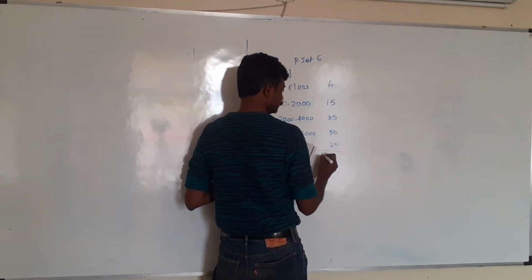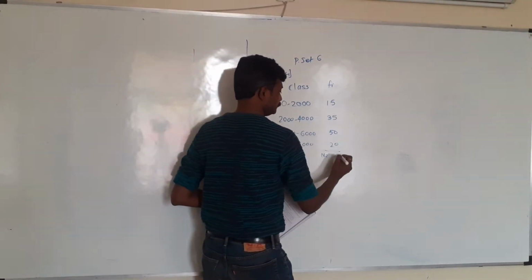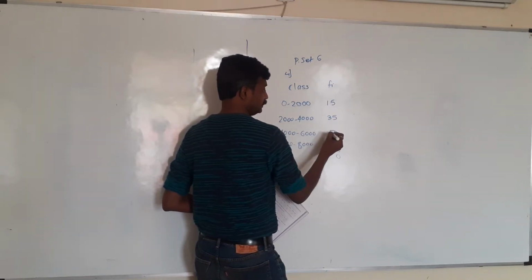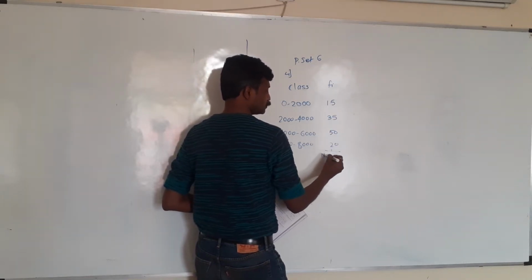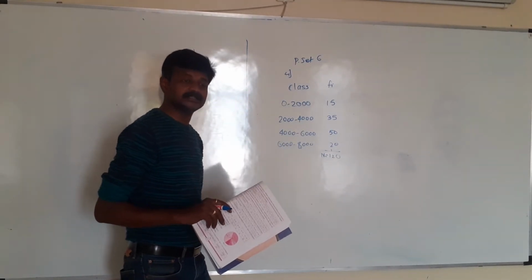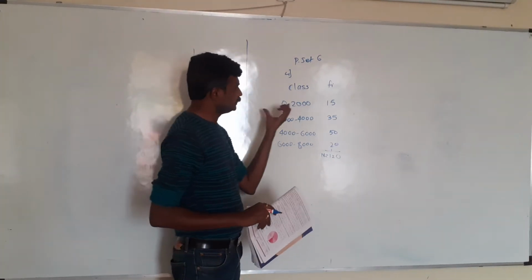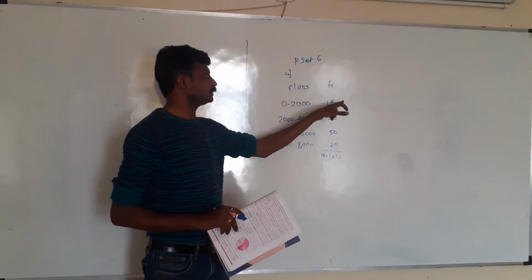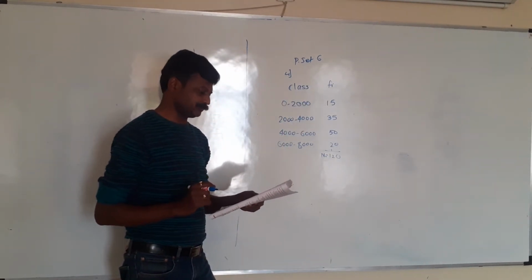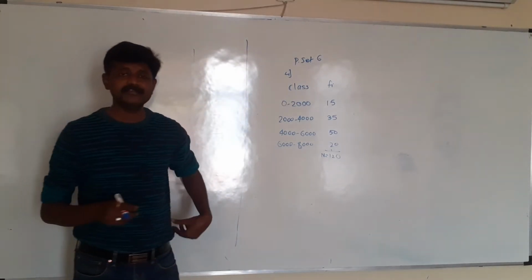And the total of this is nothing but the value of capital N, and we will see the total. 5 plus 5 is 10, so 0 carry 1. 1 plus 3 is 4, 4 plus 5 is 9, 9 plus 1 is 10, 10 plus 2 is 12. So 120. The total number of workers in this question is 120 workers overall. We have to find the mean of the weekly wages. Now this question we will solve by the third method of mean, step deviation method.